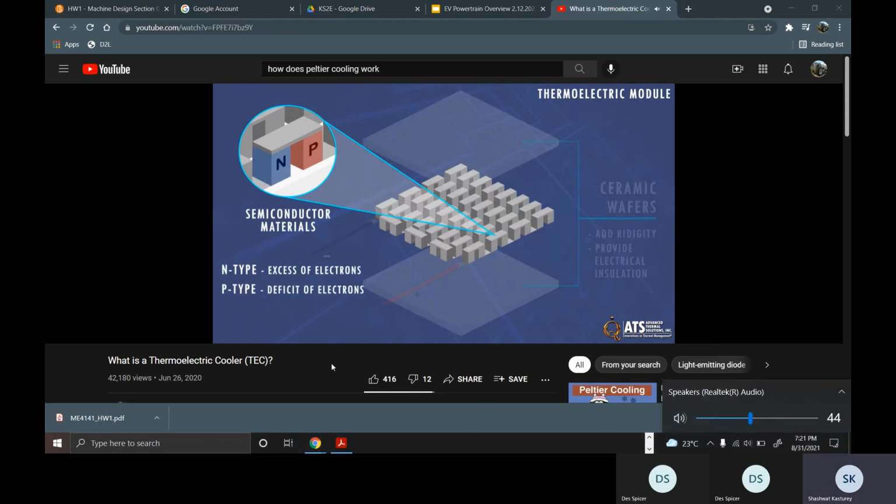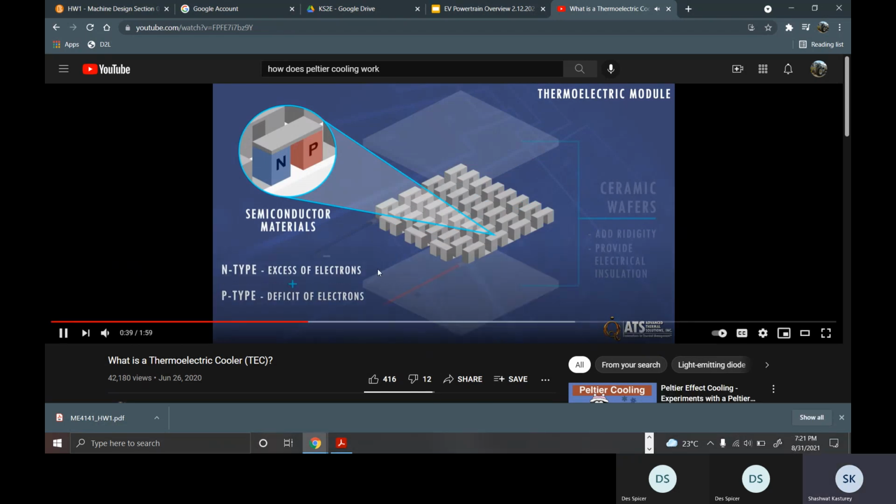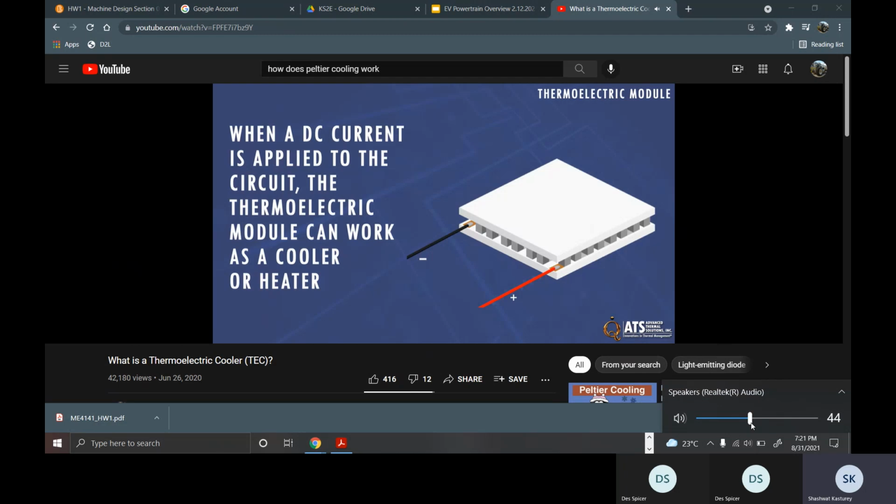Excess electrons, while the p-type have a deficit of electrons.